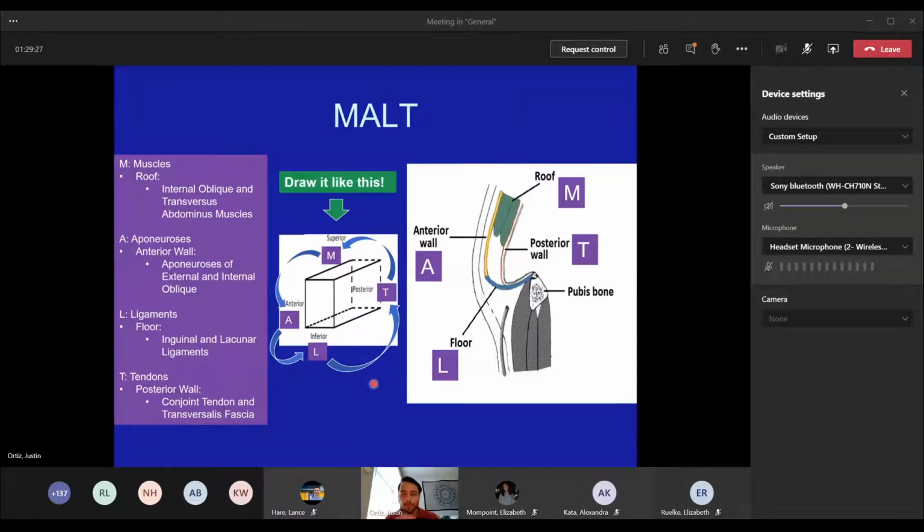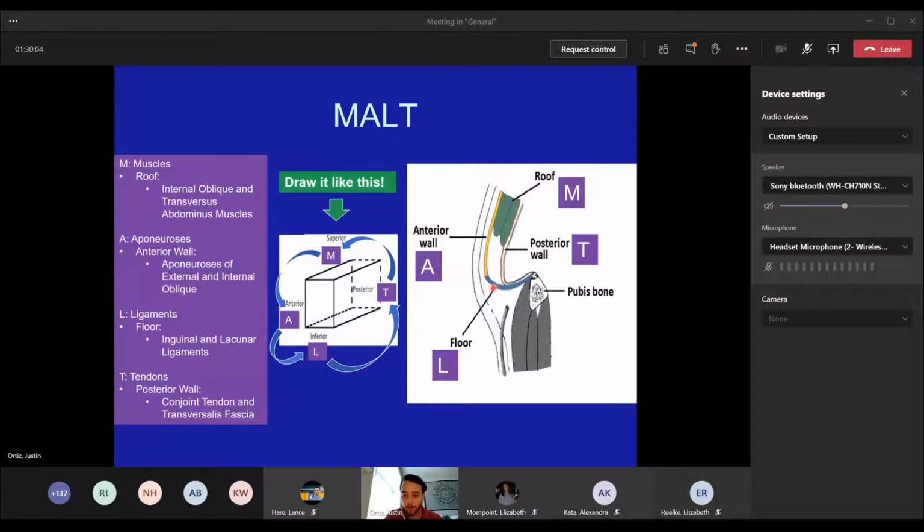For the roof of the inguinal canal, you're going to have M, right? So it's going to be your muscles. You're going to have the internal oblique and the transversus abdominis muscles. Those two muscles are going to make the roof of your inguinal canal. Your anterior wall is going to be A in MALT, which is going to be your aponeuroses. So the aponeuroses of the external and internal oblique are going to make the anterior wall. You see that right here? Your inferior border is going to be L, ligaments, right? That's going to make the floor of the inguinal canal, and that's going to be the inguinal and the lacunar ligaments.